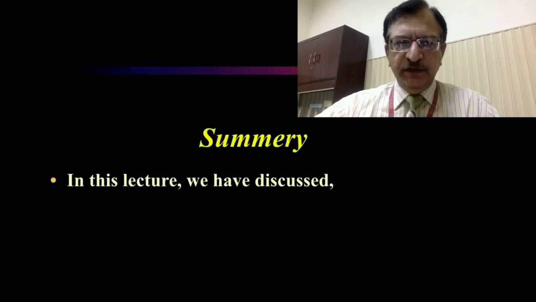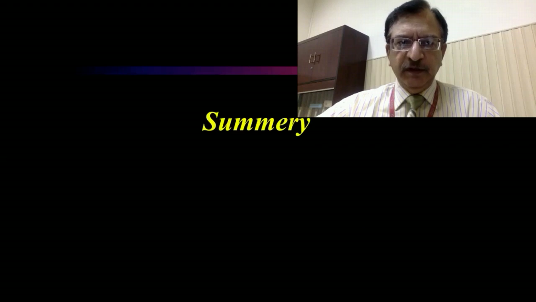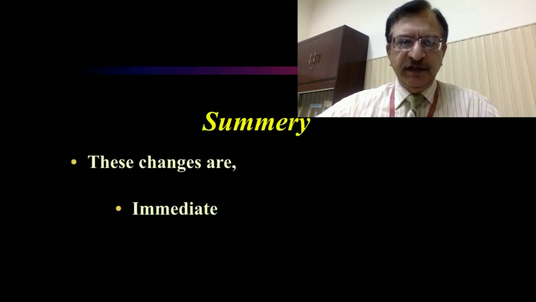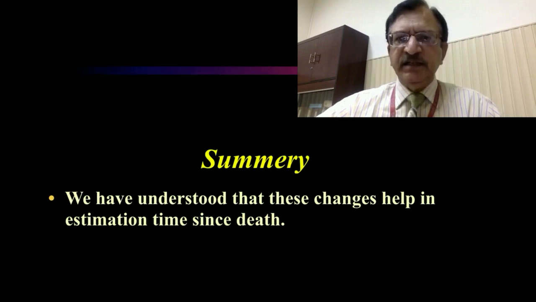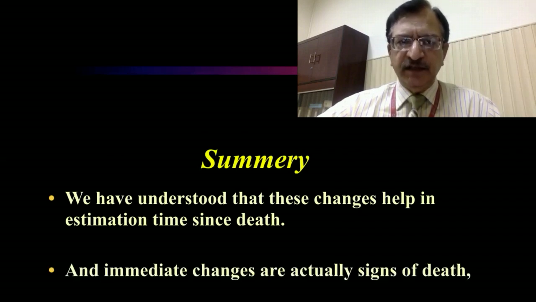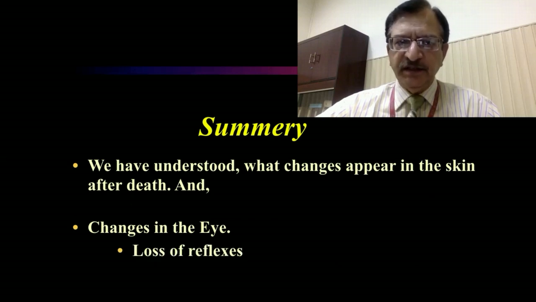So in this lecture, we have discussed the changes which appear after death. These changes are immediate, early, and late. We have understood that these changes help us in estimating time since death, and immediate changes are actually the signs of death or certification of death. We have understood that there are certain changes which appear in the skin after death. We have also discussed the changes which appear in the eye, the immediate changes and the other changes.